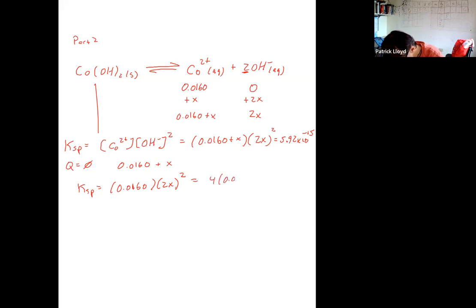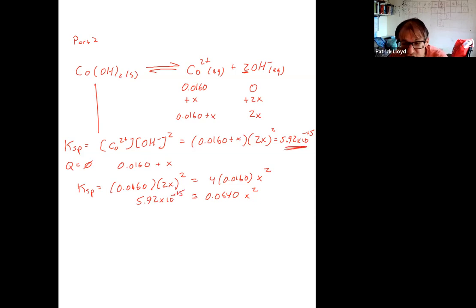Times 0.0160. I'm putting the numbers out first, and then you're going to have x squared, right? And 4 times 0.016 is 0.0640, and then you're going to have x squared. And that's going to be equal to KSP. But remember, KSP is 5.92 times 10 to the minus 15. That's the value of KSP, right? Don't forget that.